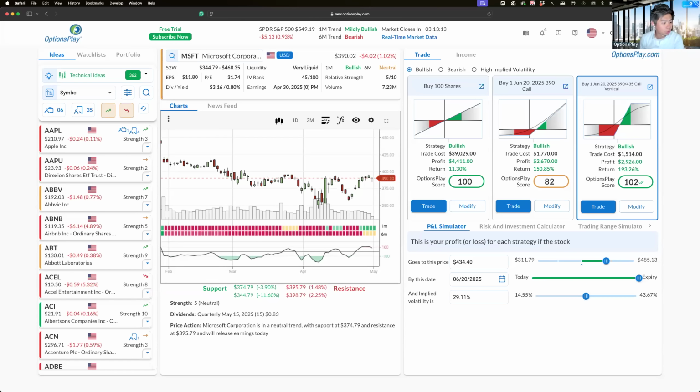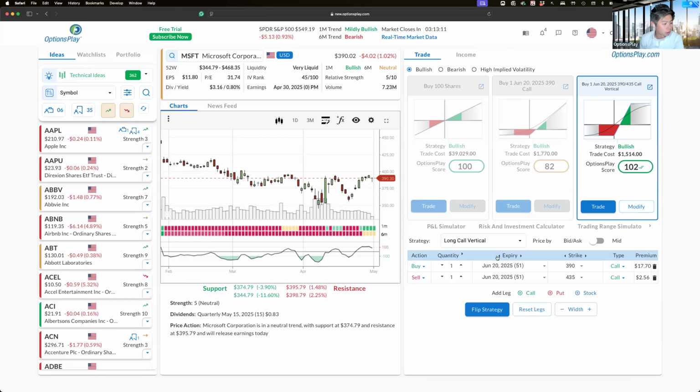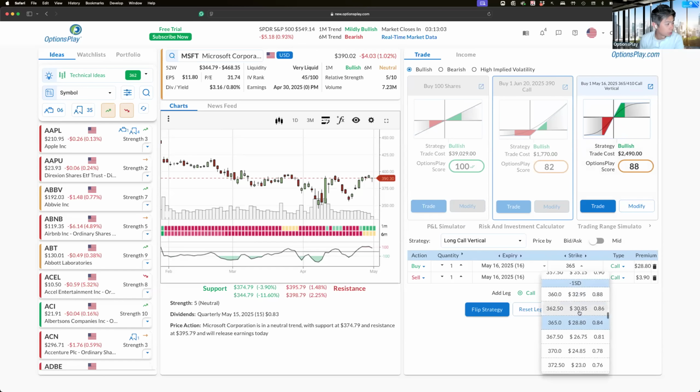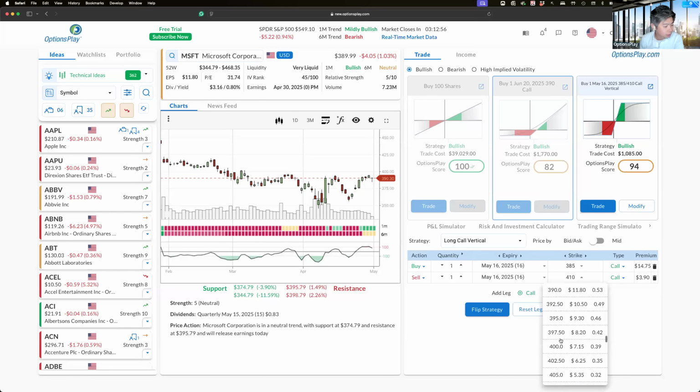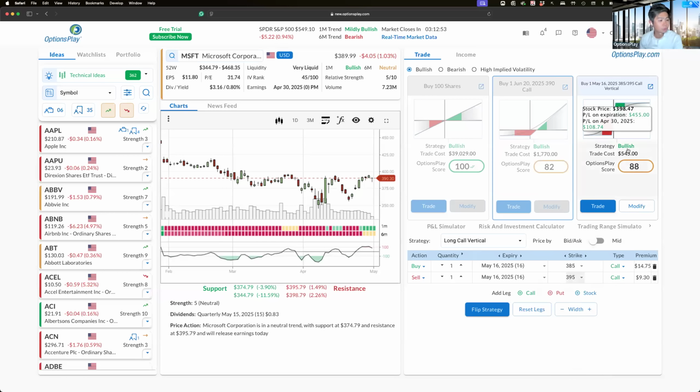So, for example, if you look at Microsoft here, let me adjust this to the May expiration for a second. The stock's at 390, so let's say you do a 385, 395 debit spread. This type of spread might be something you'd want to use if it's more mildly undervalued as opposed to something that's significantly undervalued.